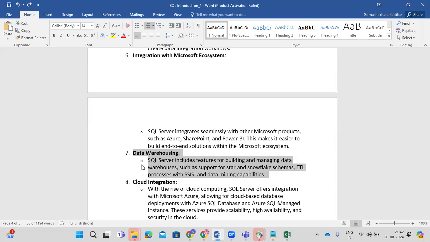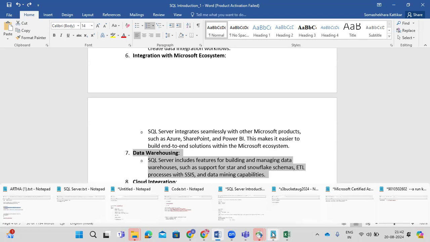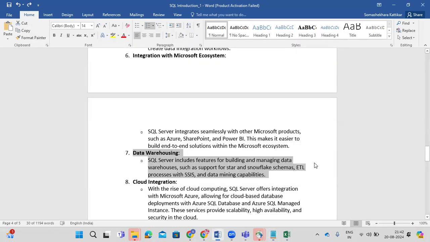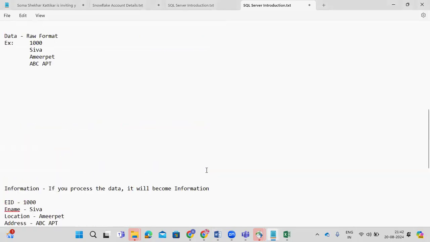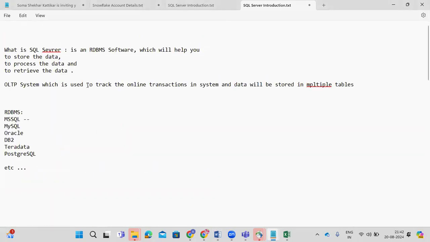What is the abbreviation for OLTP and OLAP, guys? Any idea? Online transaction processing. What about OLAP? Online analytical processing. Yes. OLTP is an online transactional processing system. OLAP is the analytical system. OLTP is for your production database, and OLAP is for your data warehouse.